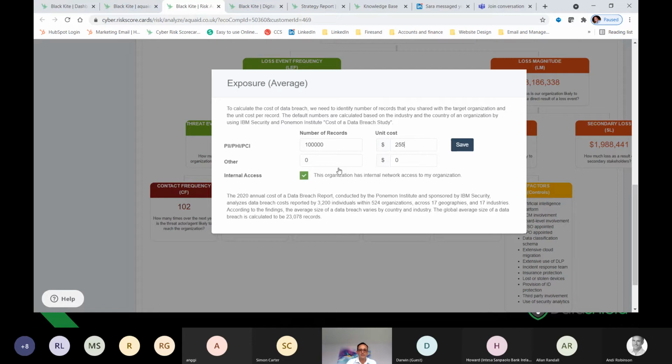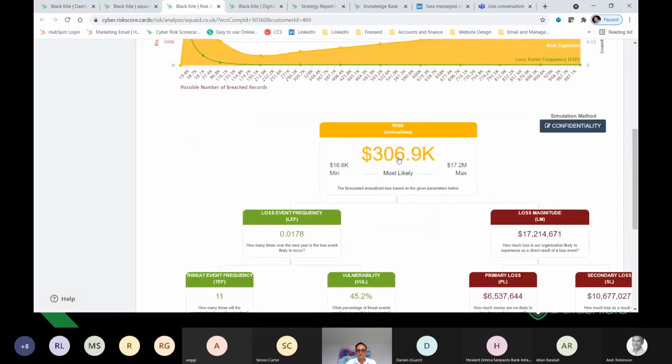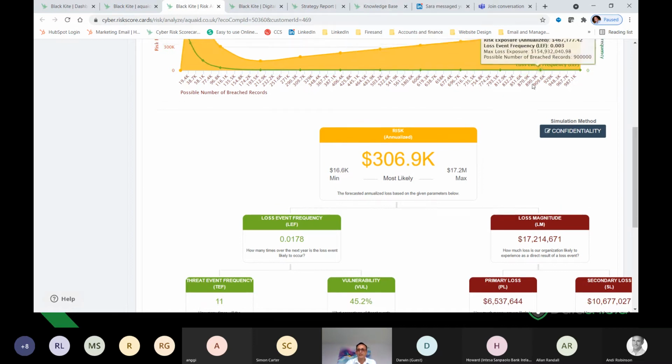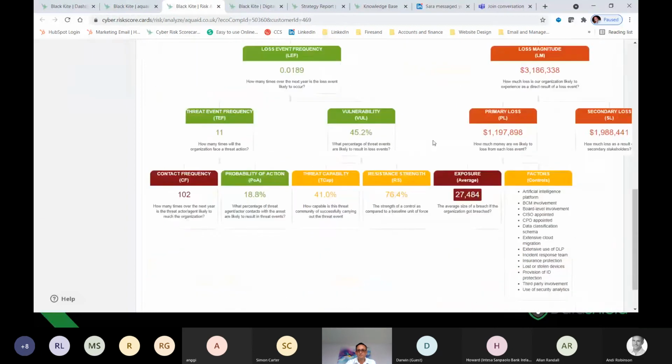Now, if the organization is directly connected to your network, you can simply tick this box. So you might be sharing infrastructure with them. They might have a direct access into your environment to update systems and records, for instance. If you hit save, what it will do, it will dynamically recalculate it. So it took it from 60,000 up to a 306,000 potential loss through this particular supplier. Now, I will reset this. That's it, reset it to default, back to normal.